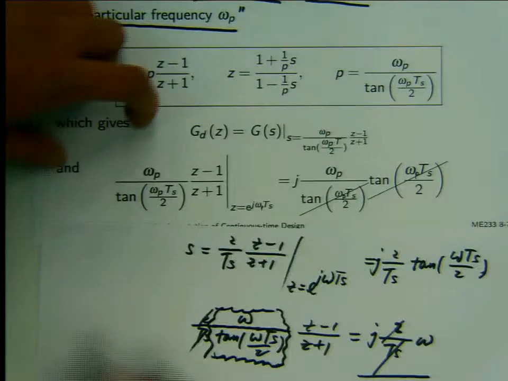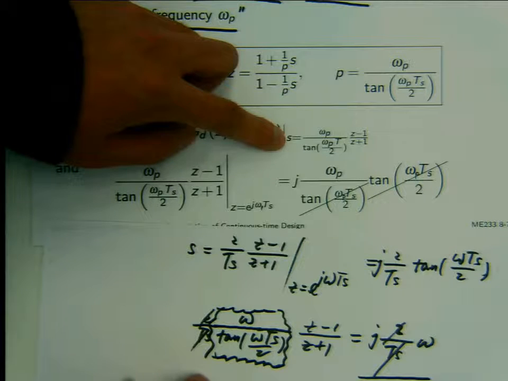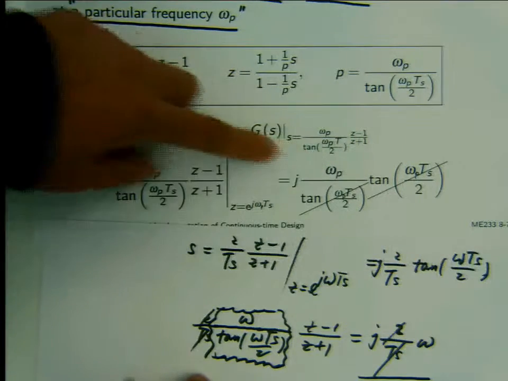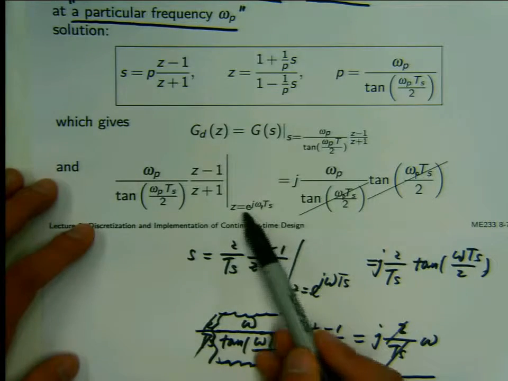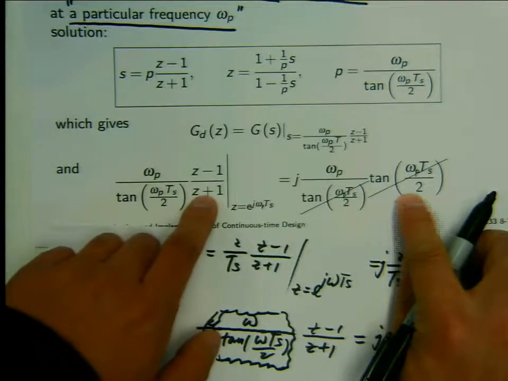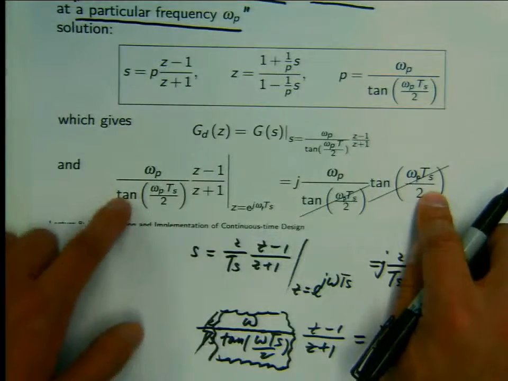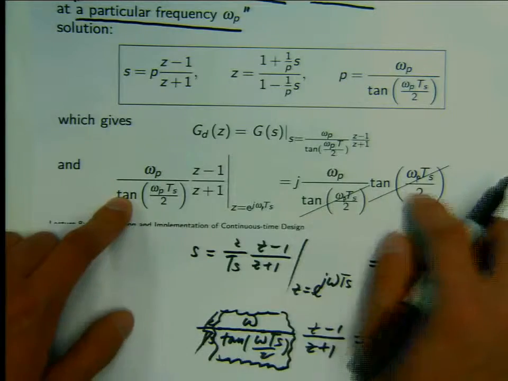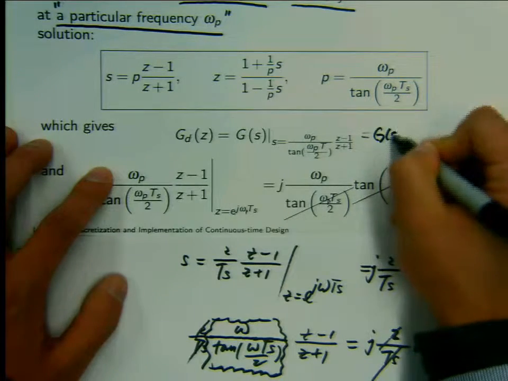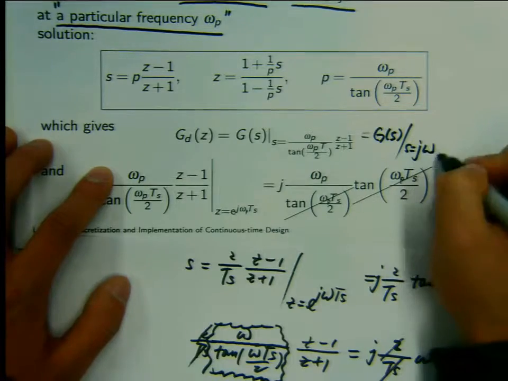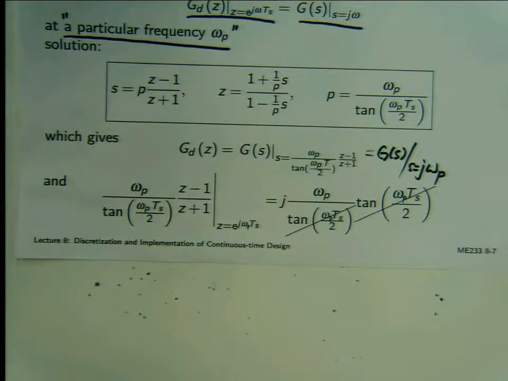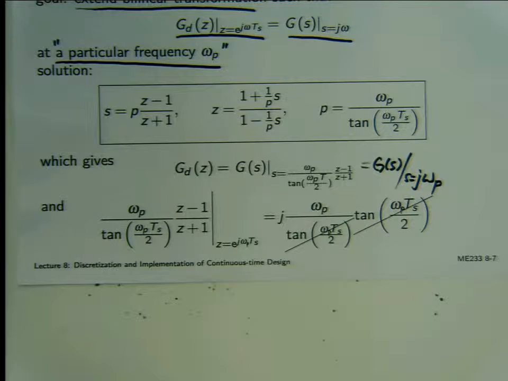Okay? So if you do this extended bilinear transformation by using s equal to this scaled version of (z minus 1) divided by (z plus 1), then you can achieve this. When you evaluate z equal to e^(j omega p Ts), this part is from here, this tangent is from this one, and this tangent is from here. They're going to cancel, so the remaining is just exactly j omega. So in this way, we can have G(s) at s equal to j omega at frequency p. That's a very simple way to arrive at this extended bilinear transformation. Okay?